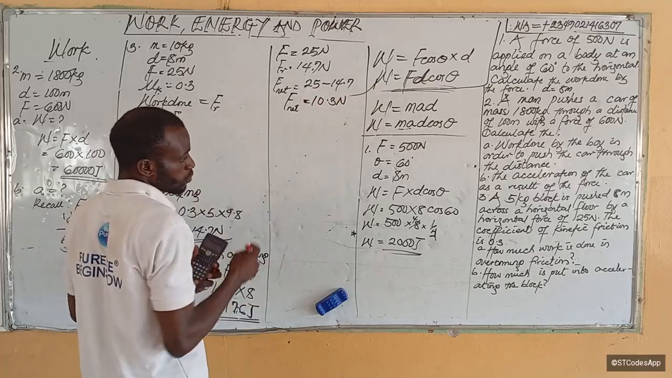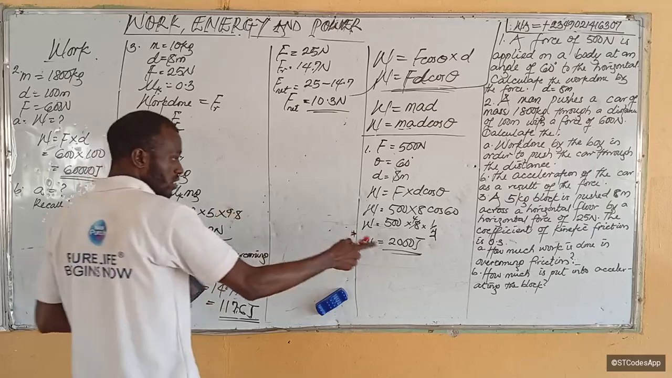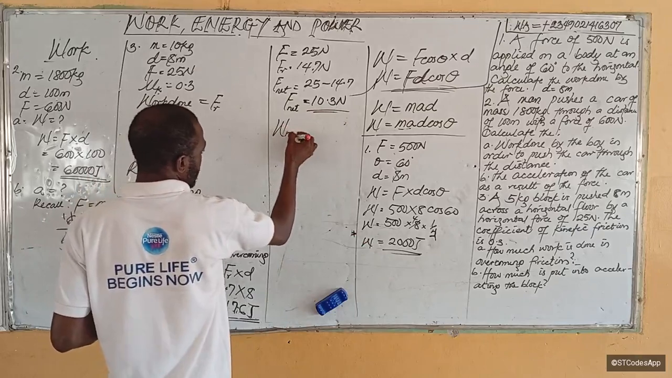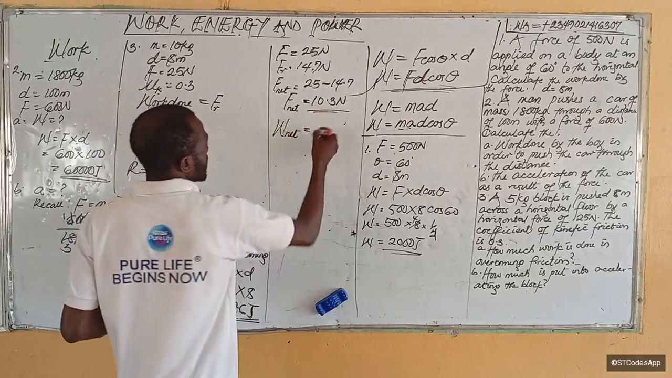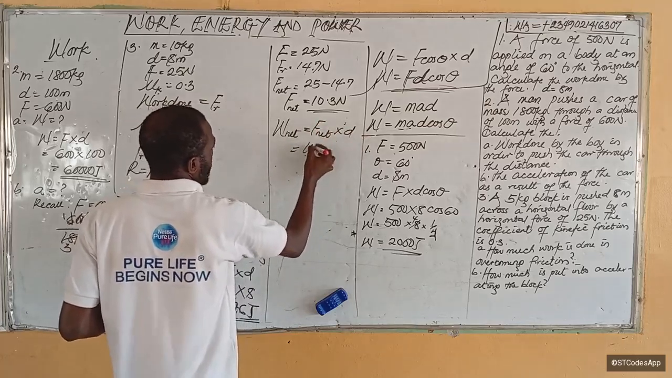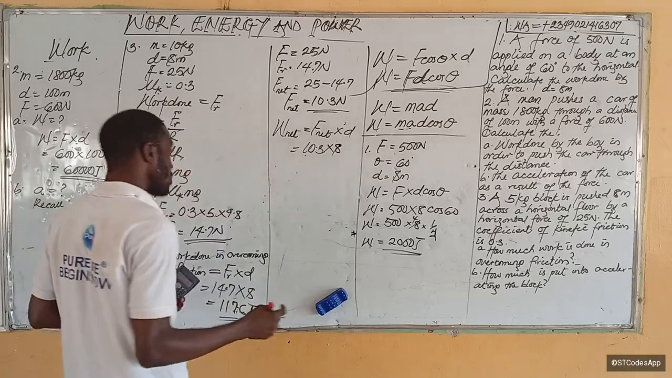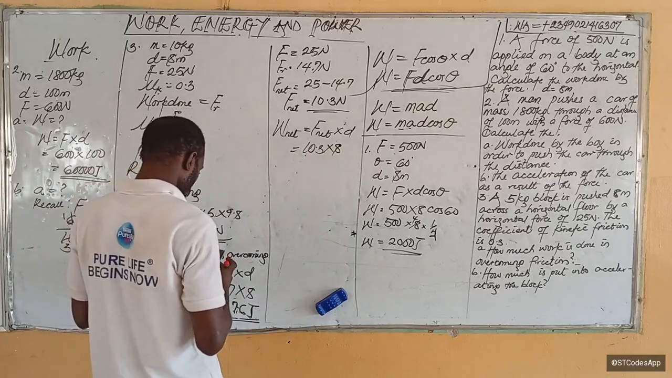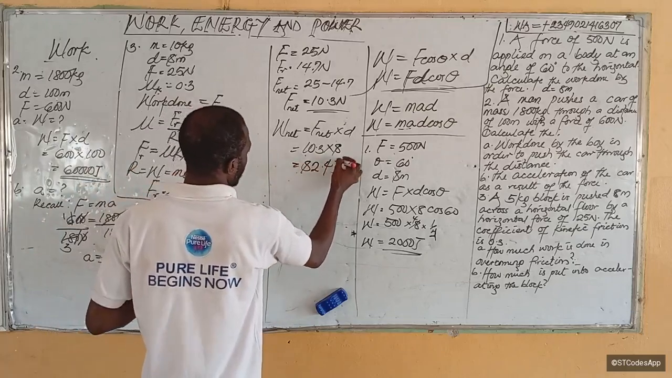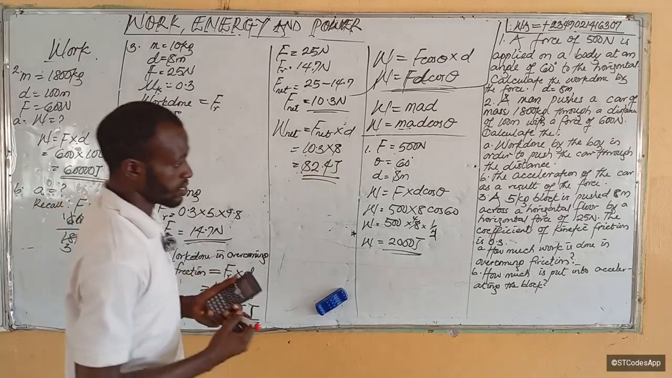So how much work is put into accelerating the body? Not how much force. This is the force that accelerates the body. So work net is now going to be F net times the distance moved. So equal to 10.3 times the distance it moves, which is 8. So 10.3 times 8 is 82.4 joules. This is how much is put into accelerating the body.